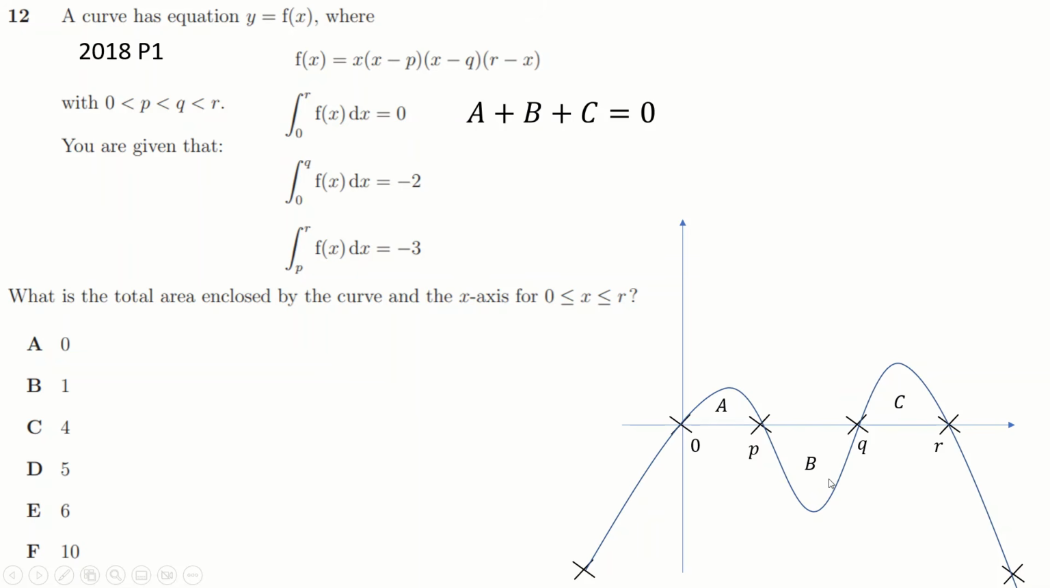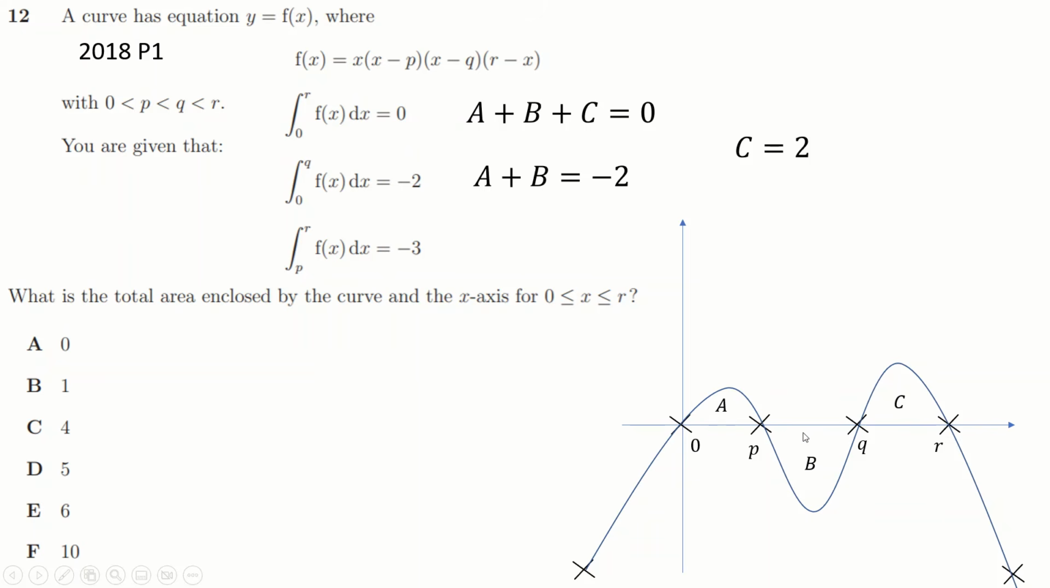B is a negative number. I'm just saying this area is a negative number. The integral between 0 and Q is minus 2, so A plus B is minus 2. But I can immediately see from this that if A plus B is minus 2, C must be 2 to cancel this out. So C is equal to 2.